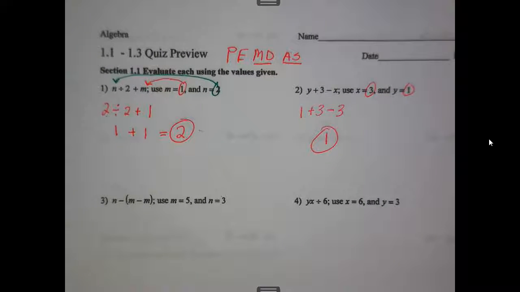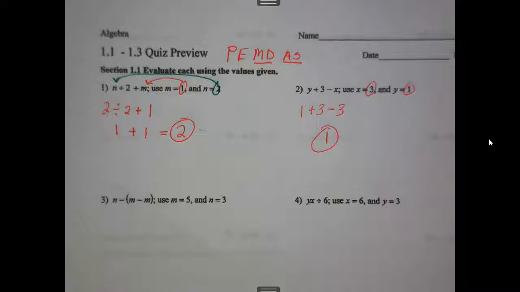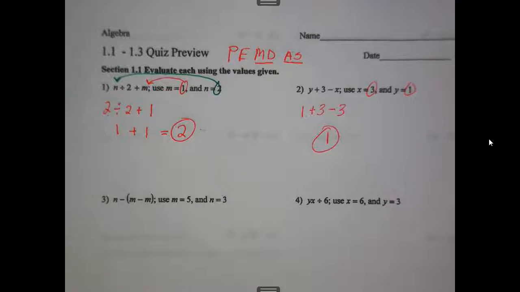Your quiz is like this tomorrow, right? You can use that translation note sheet I gave you guys. Other than that, it's from your superior brains.